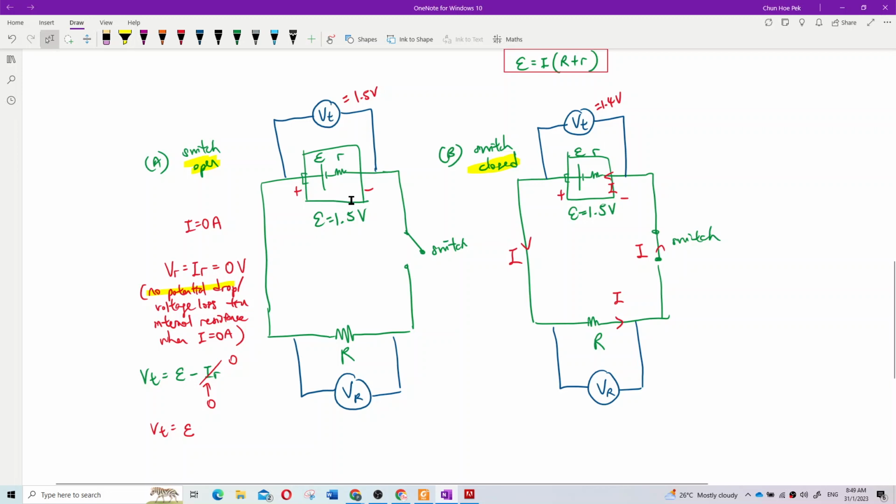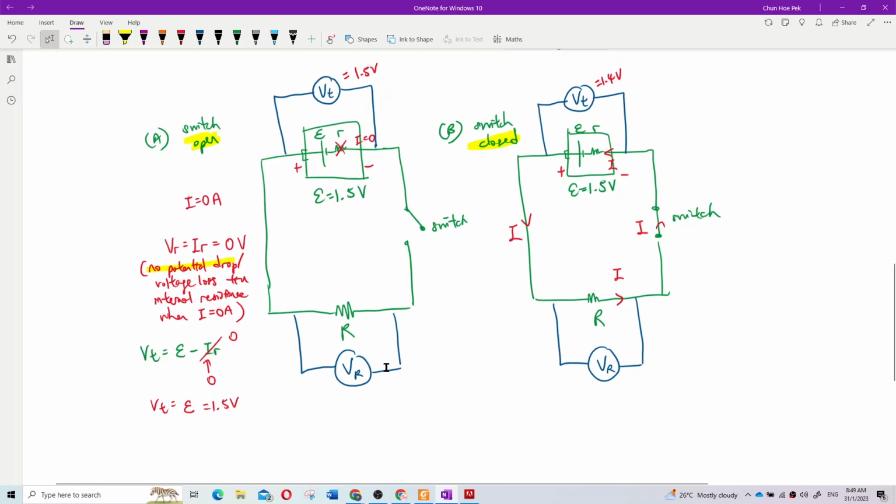When current is 0, no current goes through. That means the internal resistance is like no internal resistance. It's like no effect on the circuit because there is no current. No current means no voltage loss across the internal resistance. So the terminal voltage you get is the EMF, which is what value? 1.5 volt.